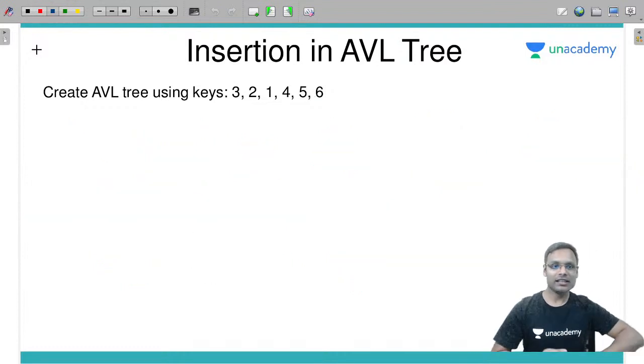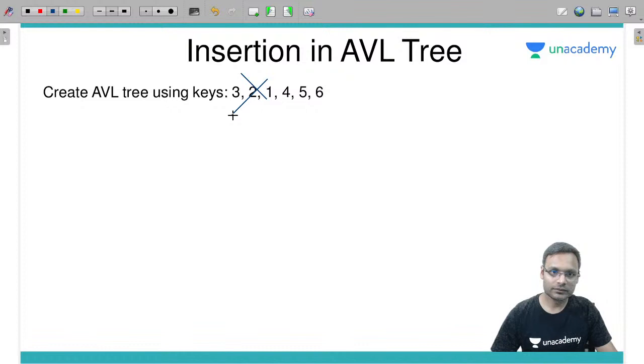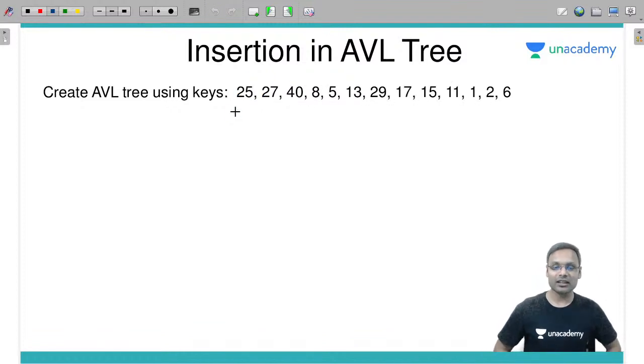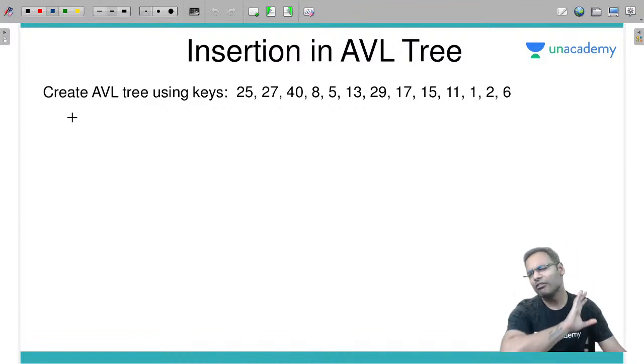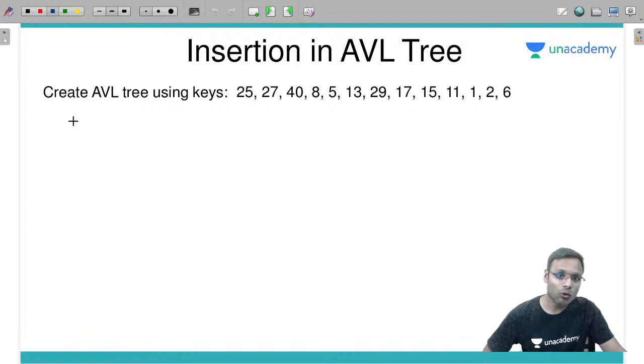Let's see. This is the next question. These are the keys which you will have to use for the insertion in the AVL tree. So construct the AVL tree using the keys. First of all, 25. The first two keys will never create any problem. It's still in the line mode. So first of all, 25, no problem at all. After that, 27. 27 should be inserted in the right, no problem at all.